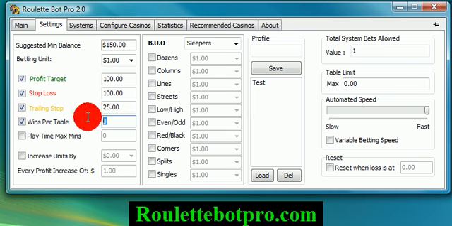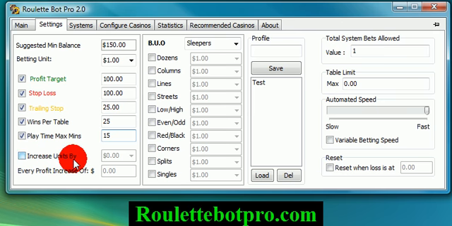Wins per table. If you check this off, enter in the number of bets won you would like to stop the bot at. Playtime max mins. If you check this off, enter in the amount of minutes you want the bot to play for before stopping.